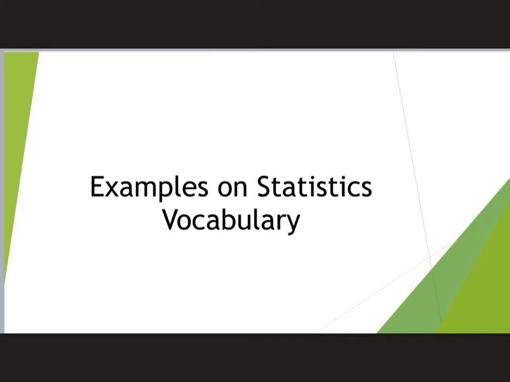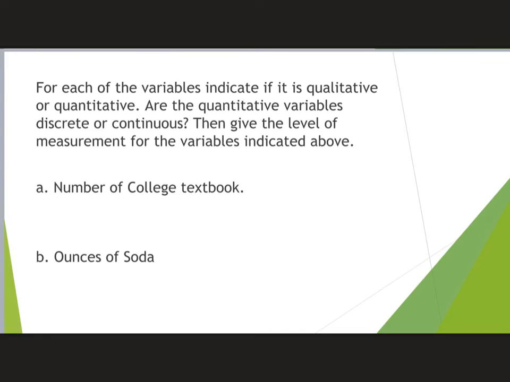These examples are based on Module 1.2, where we studied the level of measurement. So now let's proceed on to the example. In this case, for each variable, we want to identify if the variable is a qualitative or a quantitative variable. We want to identify if it is discrete or continuous. Then later determine the level of measurement.